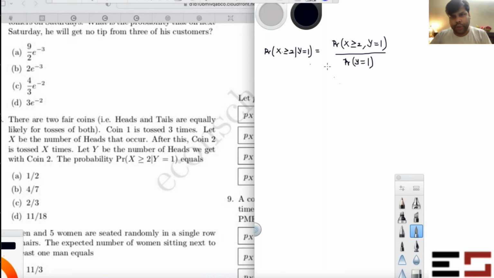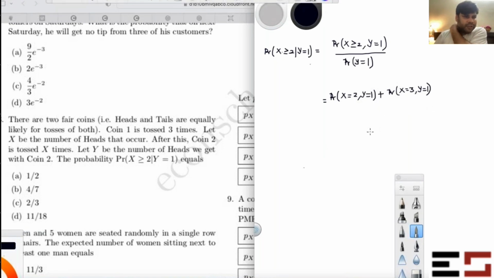Notice that this particular event, that x is greater than or equal to 2, y equal to 1, can also be written in this way. That numerator is actually probability that x is equal to 2, y equals 1, plus probability that x equals 3 and y equals 1. Right? Do you agree you can write the numerator in this way?